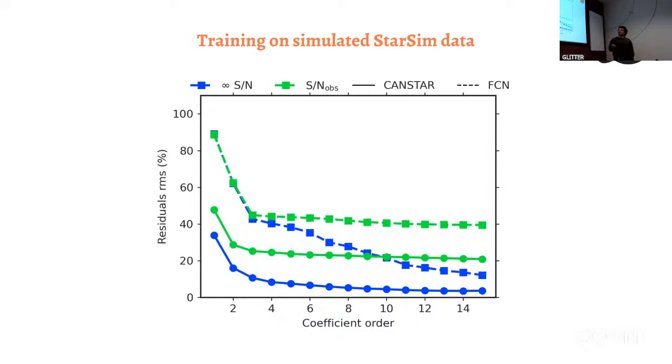Here I show how we are able to reduce the stellar activity contribution to our radial velocity. If we use up to 7 or 8 coefficients of these distortion coefficients time series, we are able to reduce the RMS below the meter per second level to just a few centimeters per second. Obviously, the signal to noise of our observations also matters for the performance. But CANSTAR outperforms a simpler network where we don't use time information.